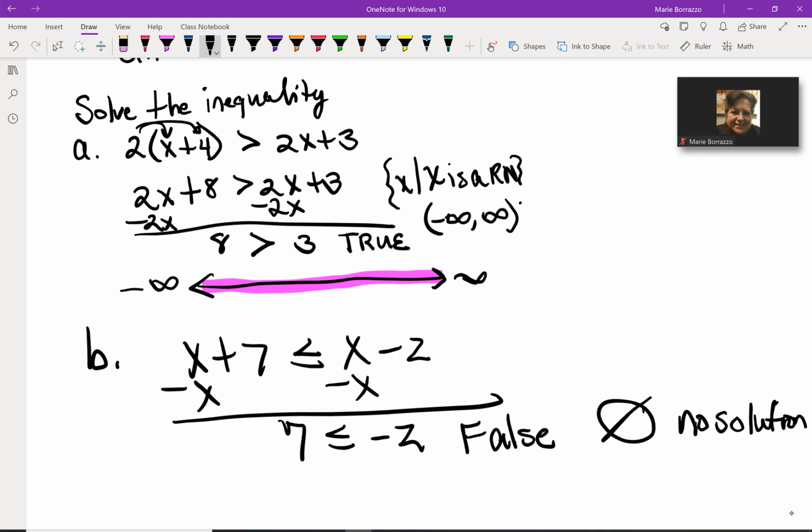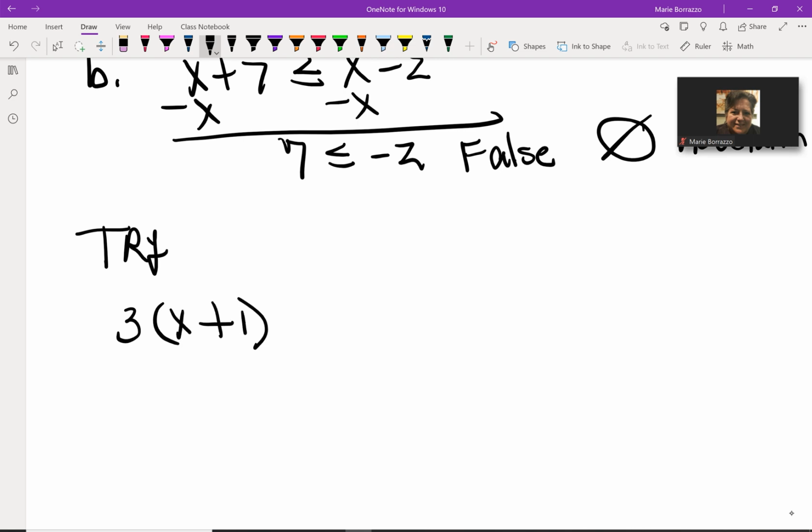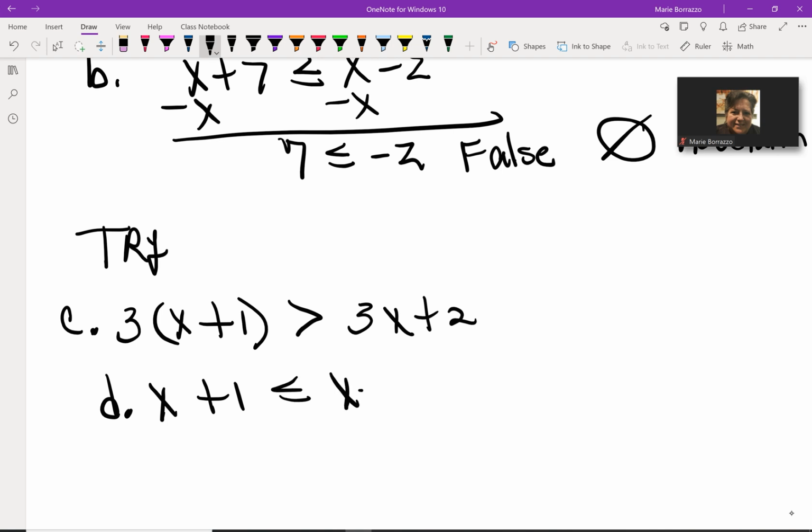Okay, so let me give you one example to try of both. So I'll write this down here and then pause and then give you the answers. So if you're watching this at home, go ahead and pause the video after I give you the questions, and then I'll give you the solutions shortly following. So consider this example C, and let's consider this example D. Okay, so go ahead, pause the video.